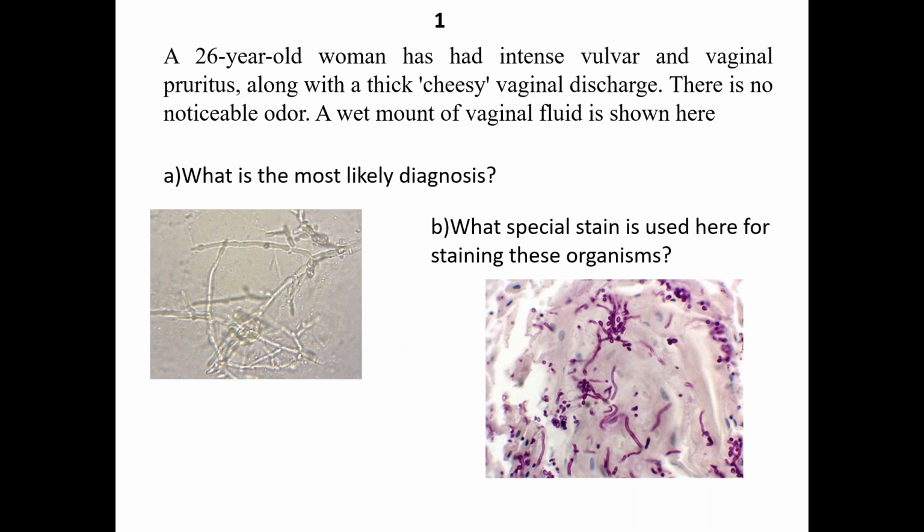A 26-year-old woman has had intense vulvar and vaginal pruritus, along with a thick, cheesy vaginal discharge. There is no noticeable odor. A wet mount of vaginal fluid is shown here. What is the most likely diagnosis? What special stain is used here for staining these organisms?